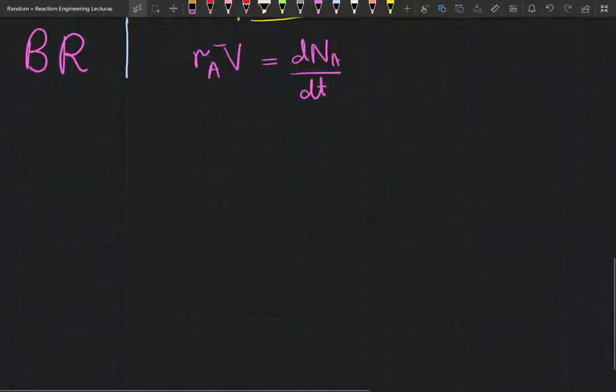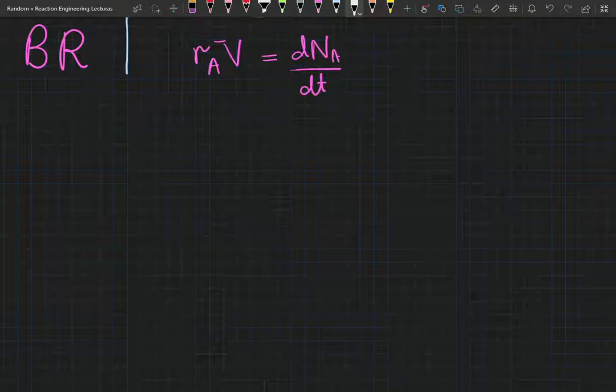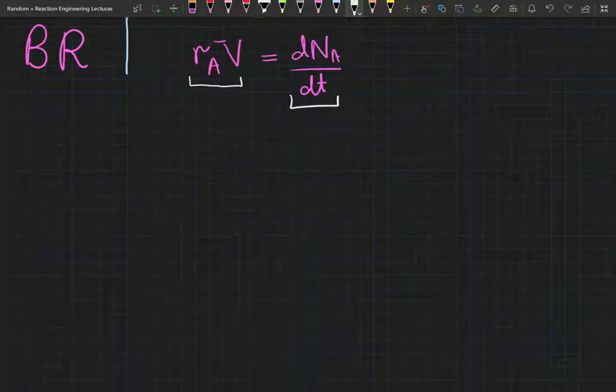For the batch reactor, we only have the source, the net generation term, and the accumulation term.